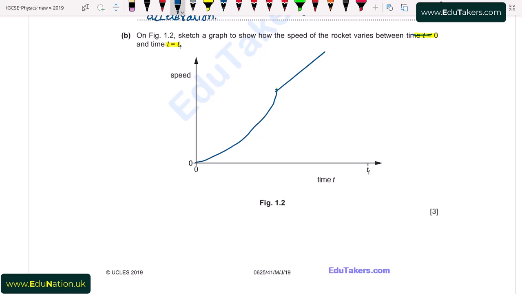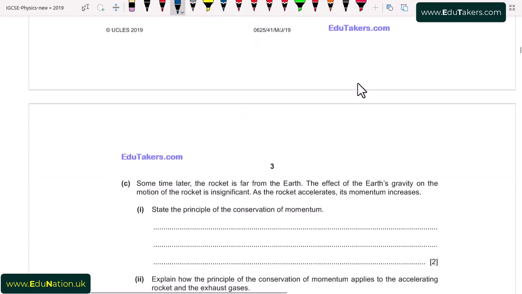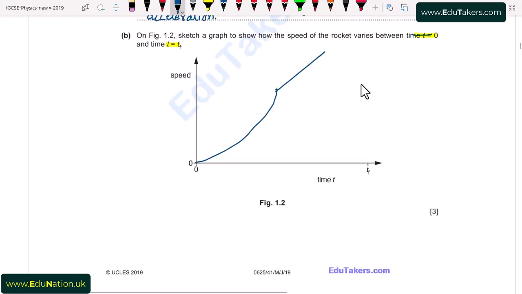Going towards the next part. And I've also marked here point A, this is point B, and this is point C. From point A to B the slope is increasing, and from B to C the slope is constant, because from B to C the acceleration is constant.